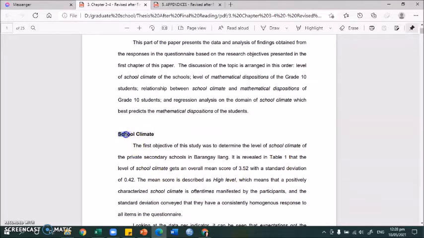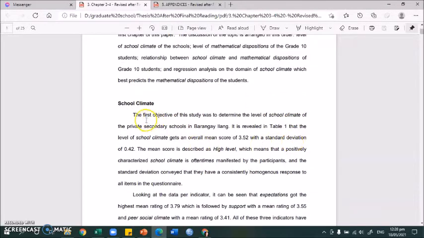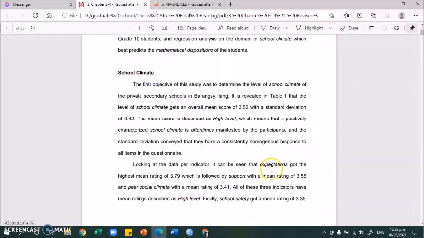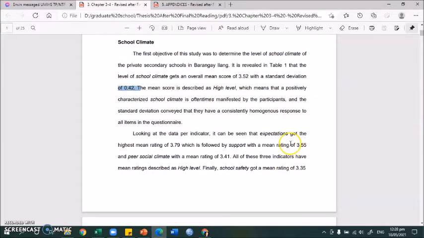And una, yung level of variable 1. Okay. Variable 1 or level of variable 1. So, in this example, variable 1 is school climate. So, ang first paragraph is about the overall results. Okay, so andyan yung overall mean and standard deviation. Overall mean and standard deviation ng variable.